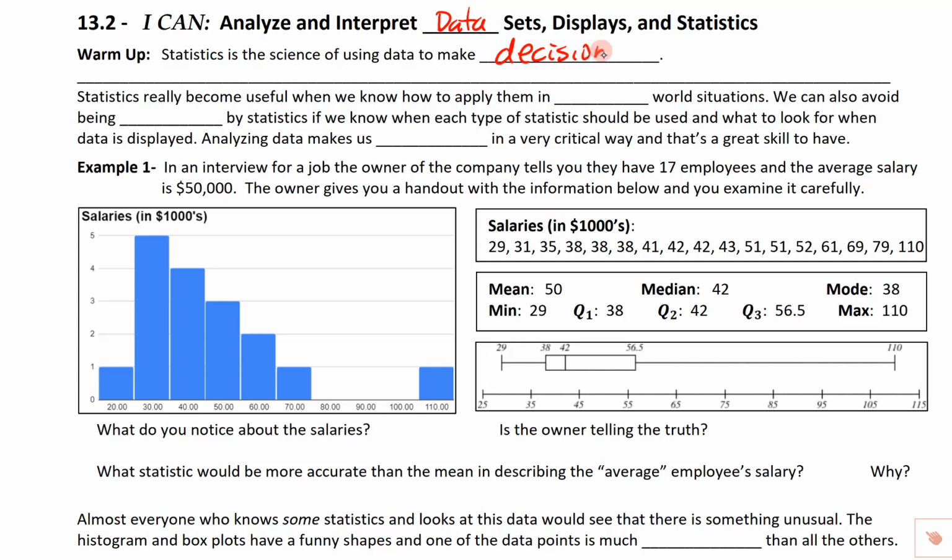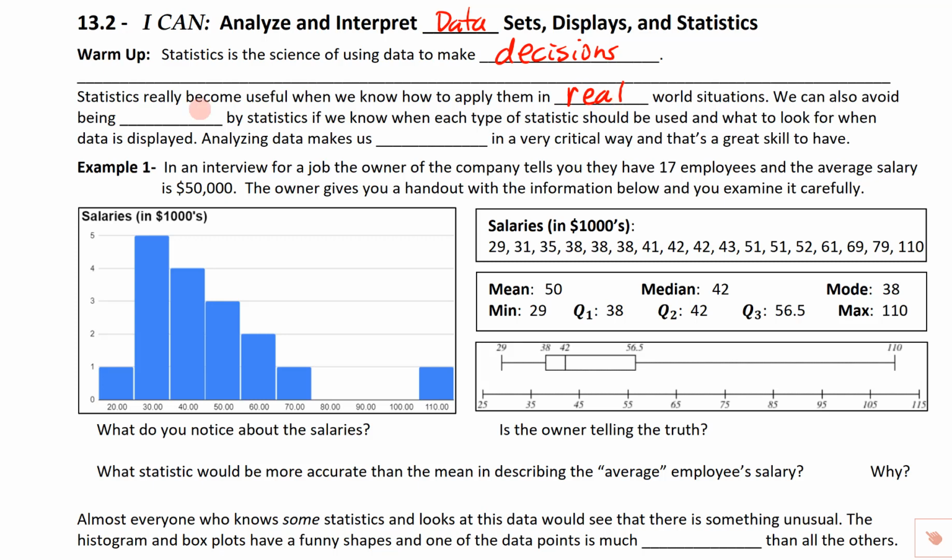We also talked about the fact that it can be used to make some good arguments. So we can convince people that we're right, that we're making the right decision, or whatever it happens to be if we know statistics really well. Now, statistics really become useful when we know how to apply them in real-world situations. And that's going to be the focus of today.